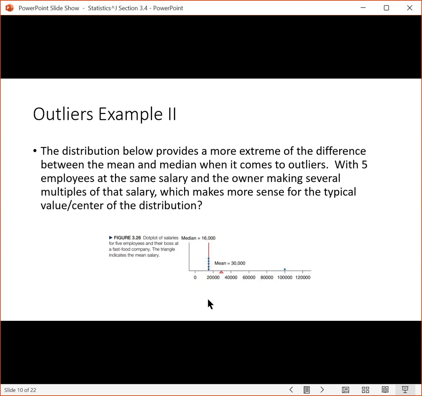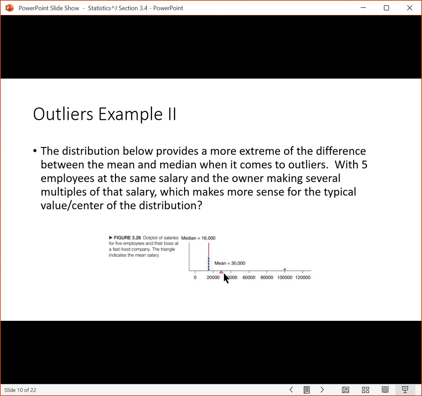All right. So the idea is to think about this logically. If someone comes to you and asks, what's the typical salary for an employee that works at this fast food company? You're not going to take into account the owner. You're going to use the other employees. You're going to use the median, which is at 16,000.